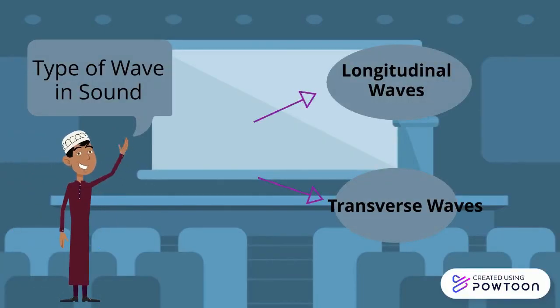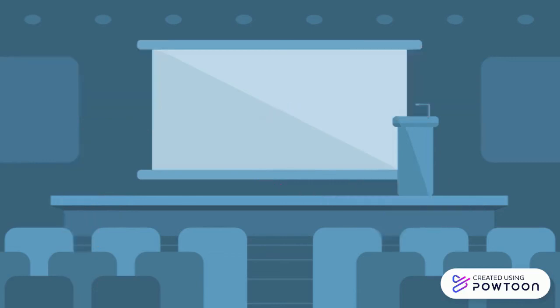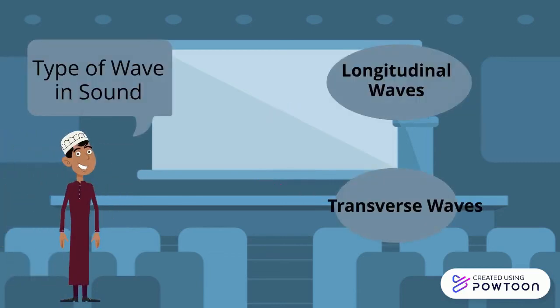Longitudinal wave. A longitudinal wave is a wave in which the motion of the medium's particles is parallel to the direction of the energy transport. The medium can be solid, liquid, or gas. Transverse wave. A wave in which the particles of the medium vibrate up and down at right angles to the direction in which the wave is moving. These waves are produced in solids and liquids but not in gases.